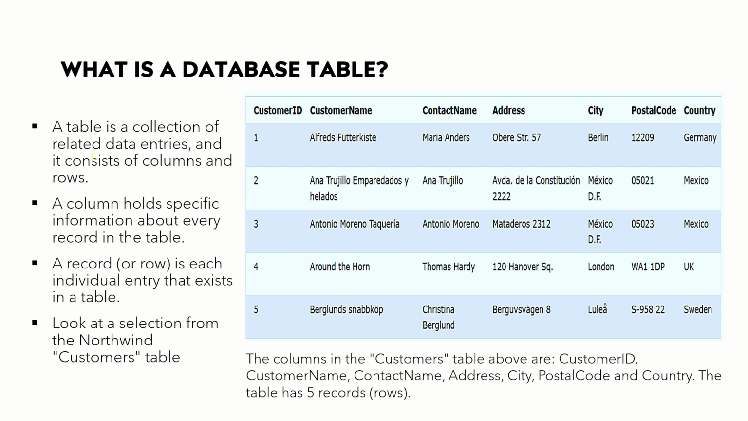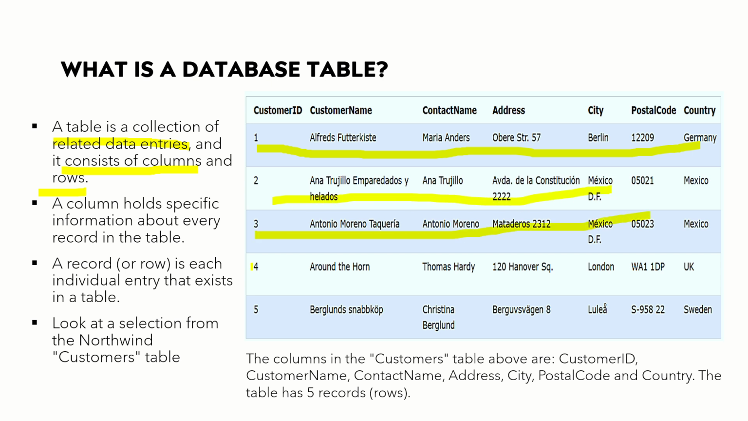So here we need to understand it is related data entries. It consists of columns and rows. So here, what is a column and what is a row? Here this is a row. These yellow lines are rows. We call them rows, and these are the tuples.